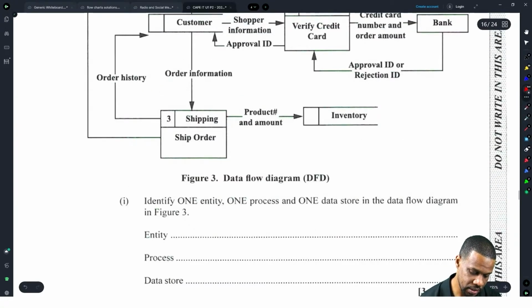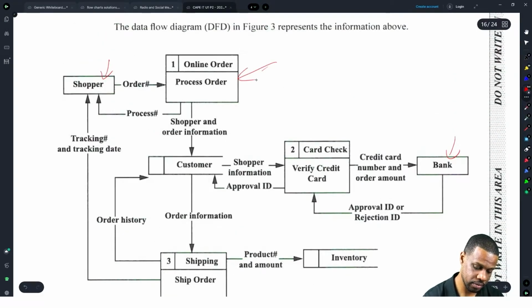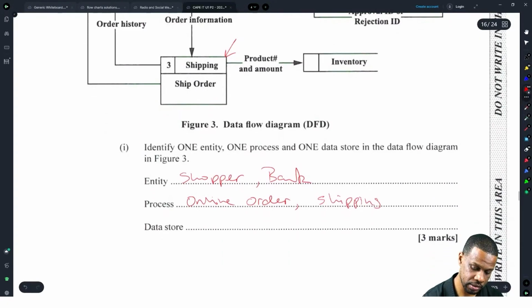So an entity, the first entity, could be the shopper or the bank, right? So we go with shopper or bank. A process is any one of these things here. Online order, even though they use a rectangle, they shouldn't use a rectangle. It's supposed to be a rounded rectangle, but whatever. Shipping and card check. A data store could be inventory, or customer.